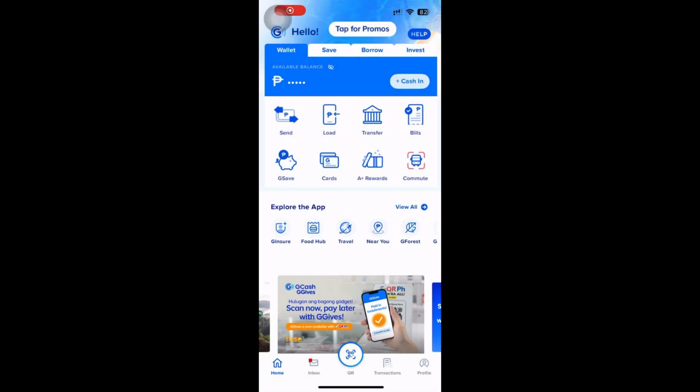Today, I'll show you how to transfer GCredit to GCash wallet. Before we start, it is important to understand that GCredit is not designed as a cash out or wallet transfer feature. GCredit is a credit line inside GCash. It is mainly used to pay for eligible purchases, bills, QR payments, and selected online or partner transactions.